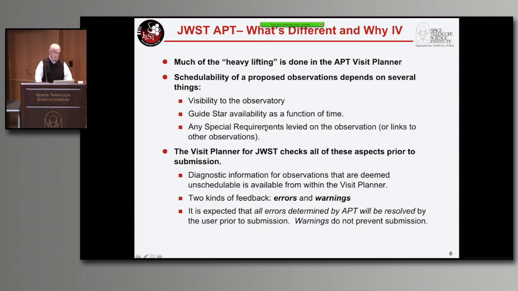And then if you have placed any special requirements on the observations, for instance, that place timing links or position angle links between observations and that sort of thing, this step in APT tries to validate that all of that is indeed doable by the observatory. And you will see green checks on things that pass that, and things that don't pass that get red X's, and then you have to resolve the errors, the red X's, before you can submit the proposal.